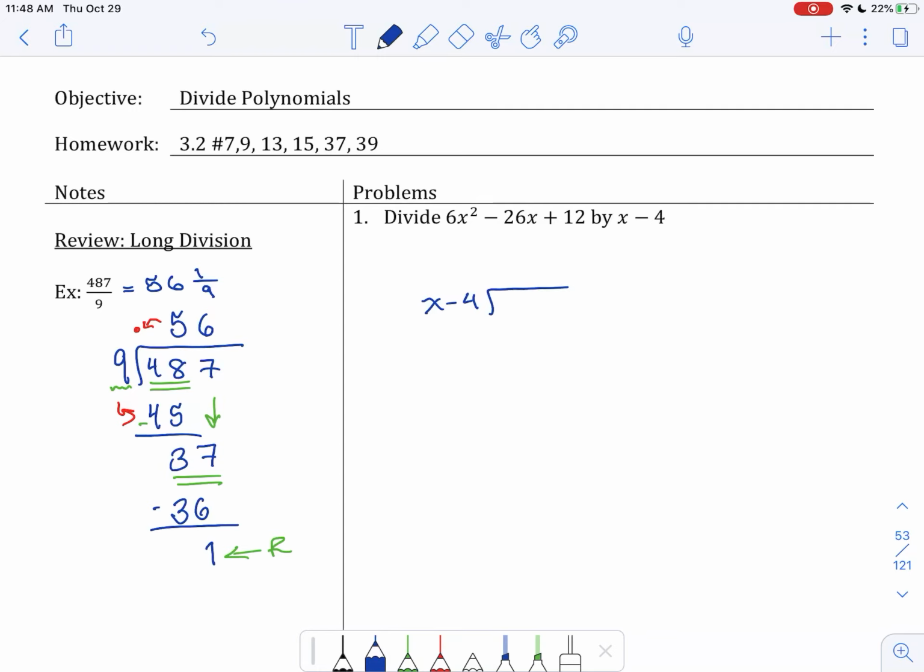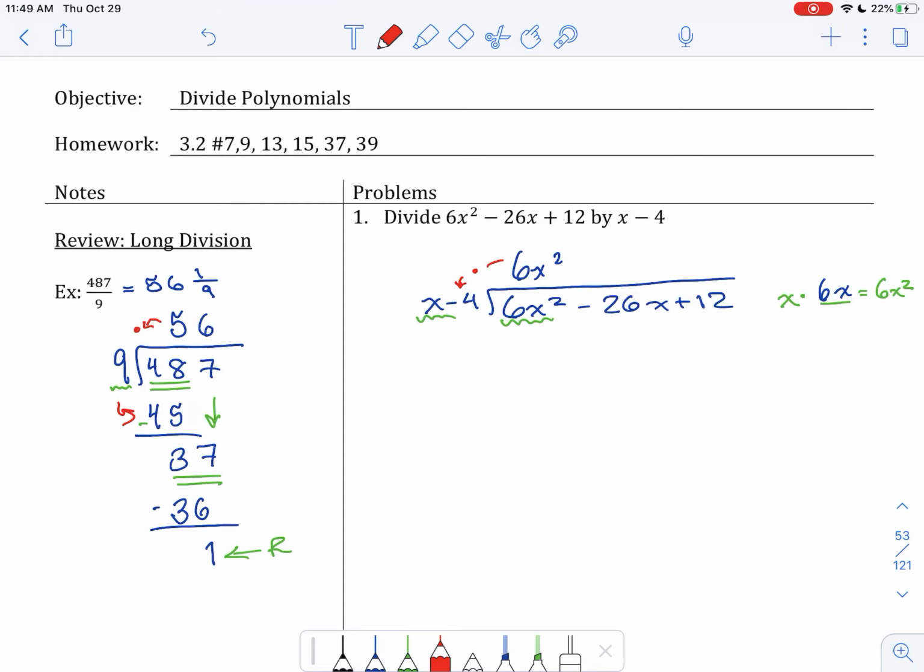So we're going to do basically the same thing here, except we're setting it up with x minus 4 as our divisor and 6x squared minus 26x plus 12. But it's going to follow the same basic premise. We're going to start by just looking at the first terms. And we're going to ask ourselves, what do I multiply? So x times what is going to equal 6x squared? And that will be, we have to multiply by 6 and another x. So that's what's going to go up here.